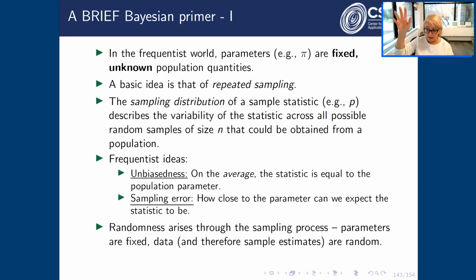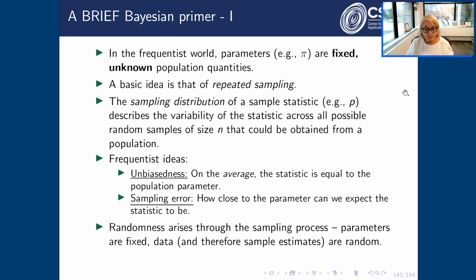So pi is fixed. What's random are the data, because I use this random approach to draw the sample from the population. So the observations I am working with are random, and therefore anything that I compute using those observations is also random. So the random quantity here would be the sample statistic. And that's why I think in terms of a distribution, a sampling distribution for the sample statistic.